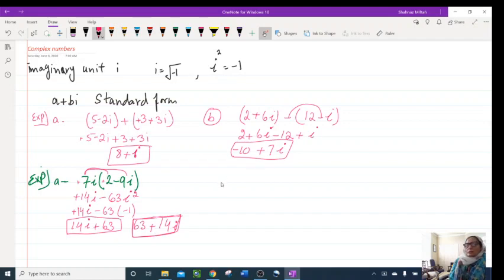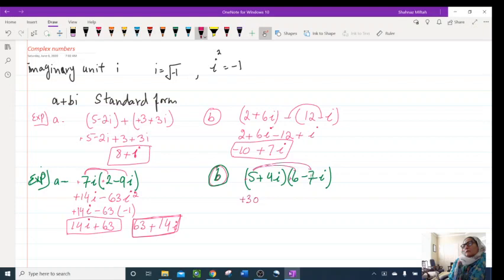Okay, let's try another example. Next one is 5 plus 4i times 6 minus 7i. Now let's distribute. Again, this is binomial distribution. Remember, 5 is going to multiply with both of them, then 4i is going to multiply with both of them. So I'm going to do 5 first with 6. Make sure you multiply their signs. Positive times positive gives me positive. 5 times 6 is 30.